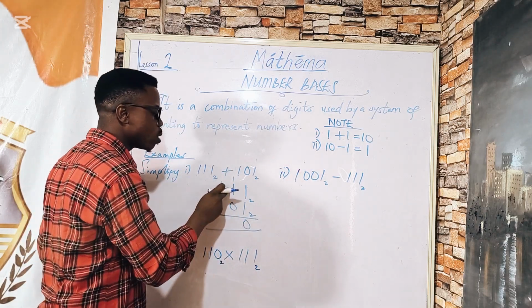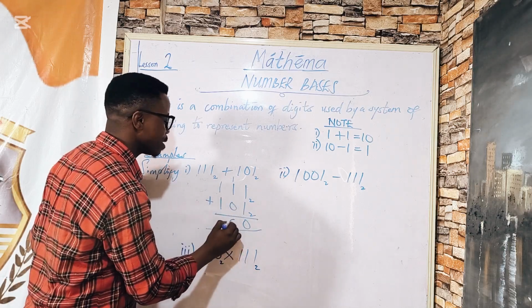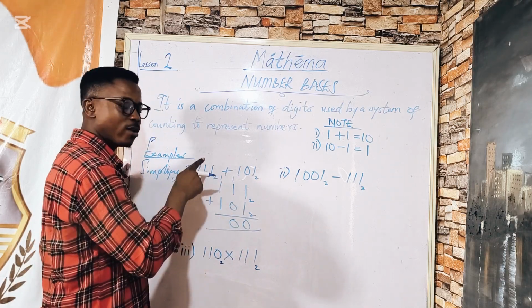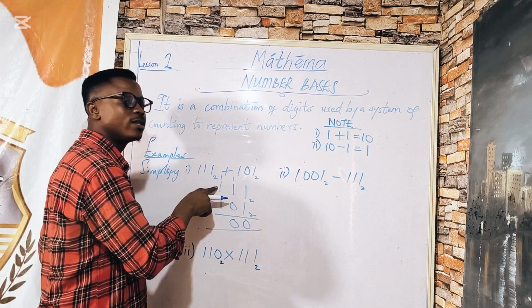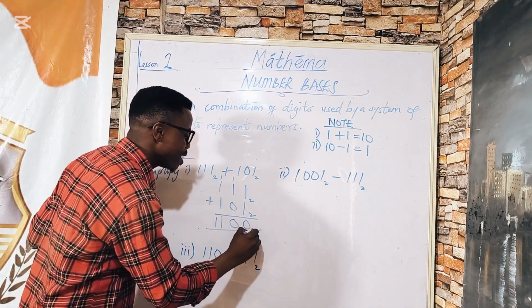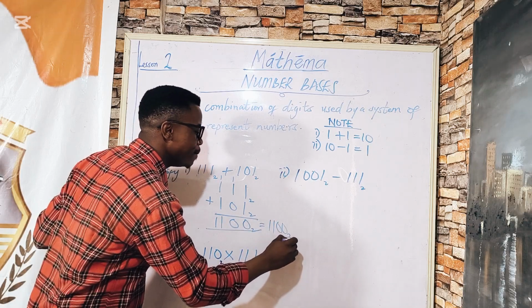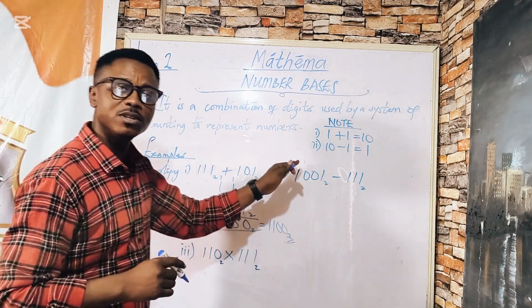Then we go 1 plus 1 plus 0. 1 plus 1 is 10. 10 plus 0, 10. So write 0 and we'll put 1 right up there. Then we have 1 plus 1, 10. 10 plus 1, 11. So our final answer is equal to 1100 in base 2. This is our final answer. We'll come to the next question.